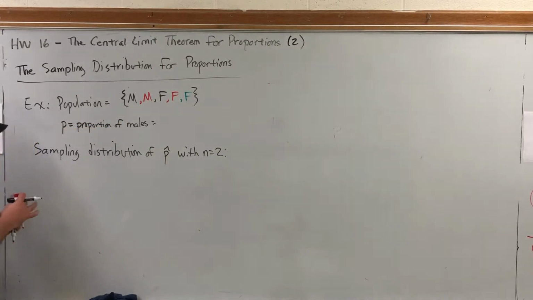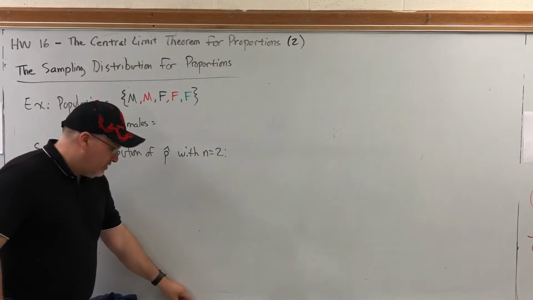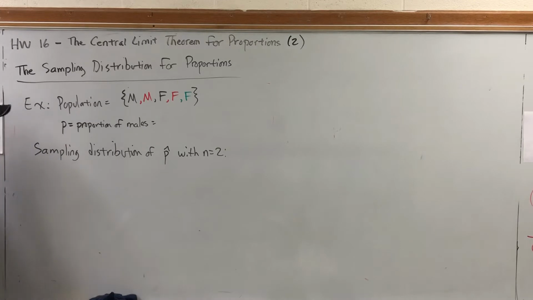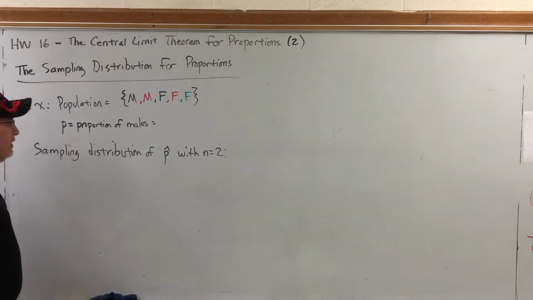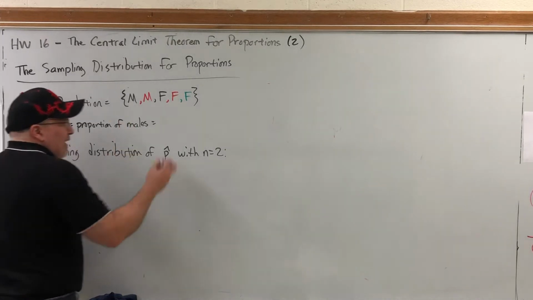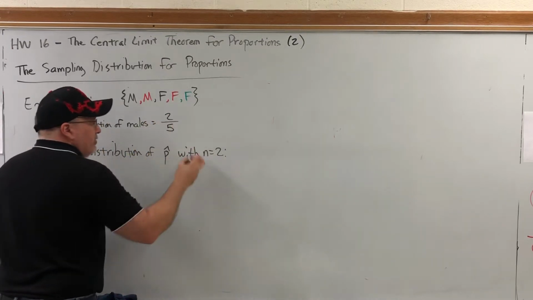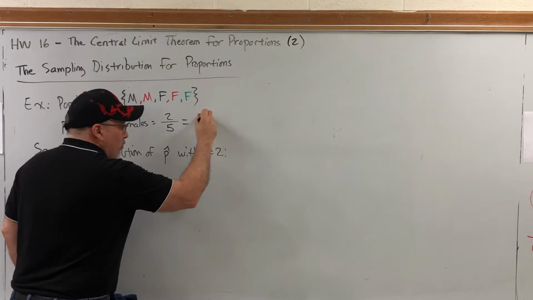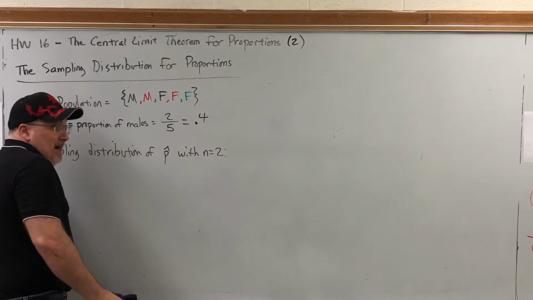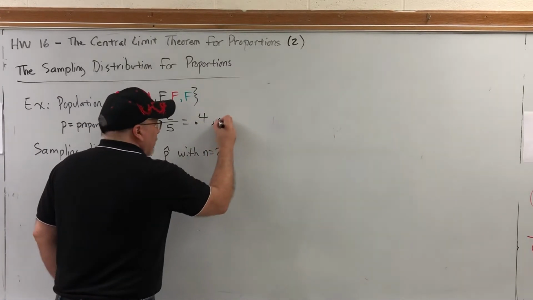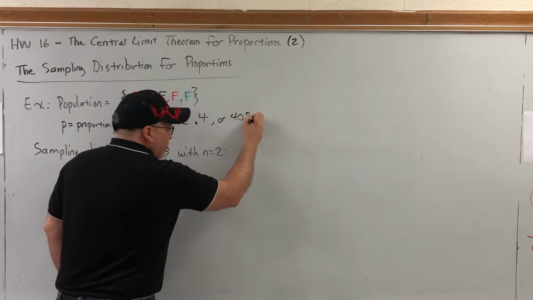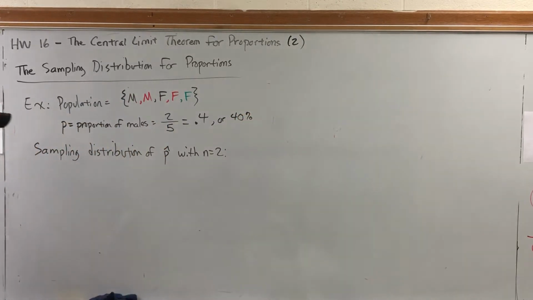But before we do the sampling proportion, and this is something I should have done in the previous series of videos, let's calculate the population proportion of males right now. It's actually pretty easy. This population has a total of 5 people, and only 2 of them are males. So if you divide 2 by 5, you get 0.4, or 40% of the population are males.